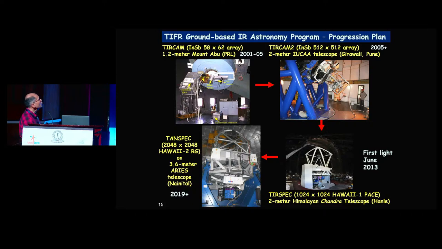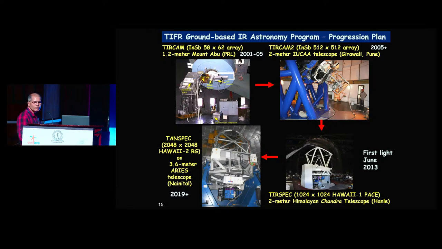We actually started our journey from a small array, a 58 by 62 indium antimonide array, which was available at that time. Only a few in the world, like TIFR and UKIRT in Hawaii and so on, had this array, which was procured from Santa Barbara. And we developed this camera. This array was sensitive up to 5 micron, but our optics allowed us to use it up to L band, 3.6 micron. And we used it on the 1.2 meter Mount Abu telescope in early 2000.